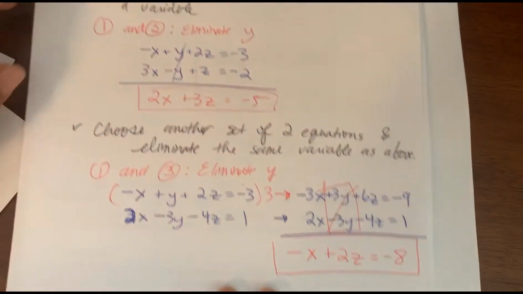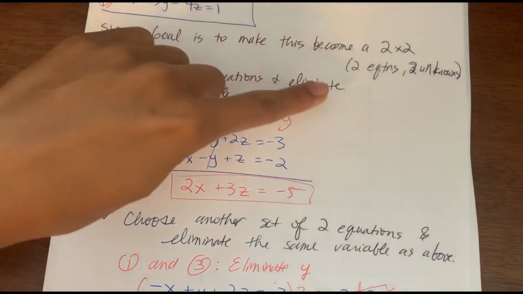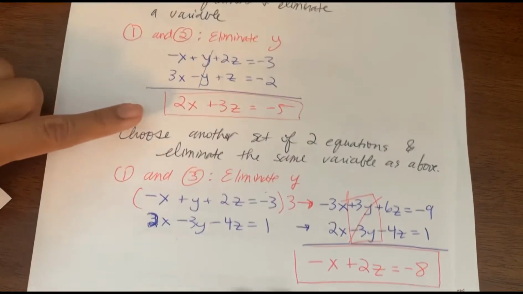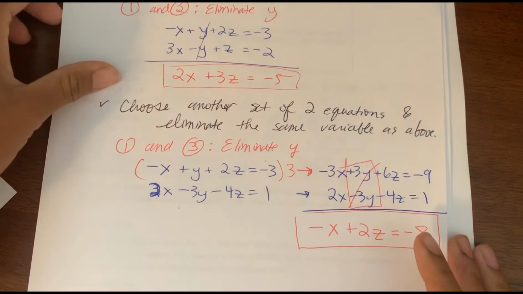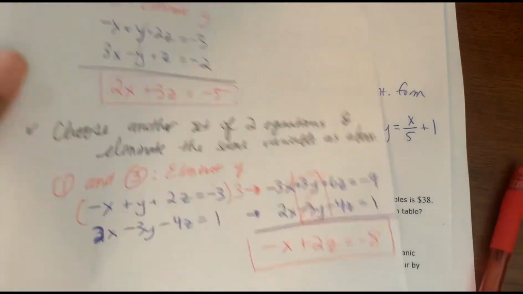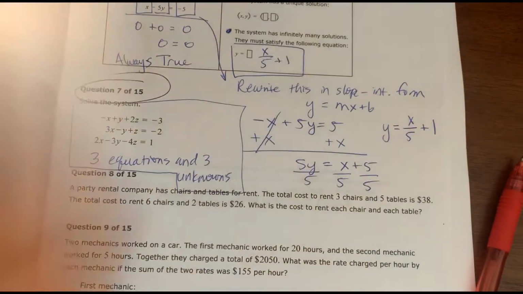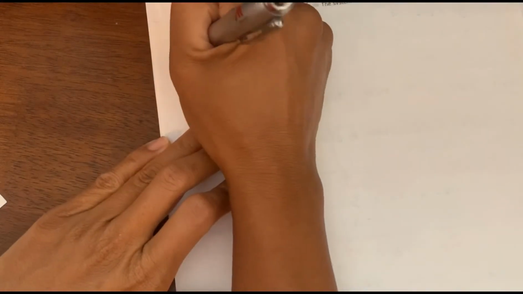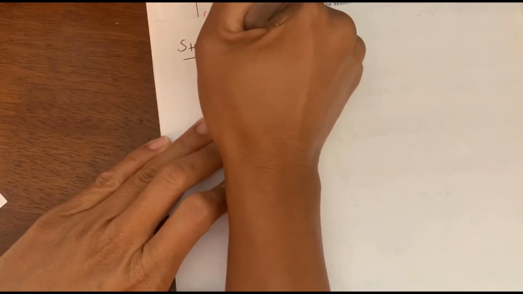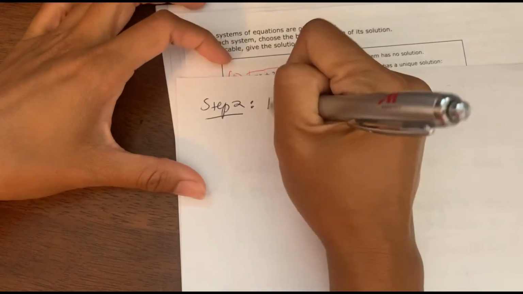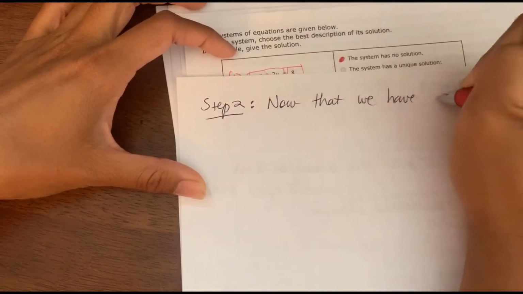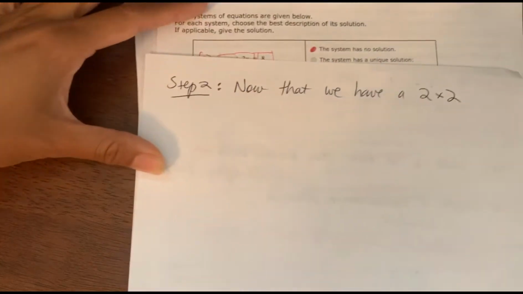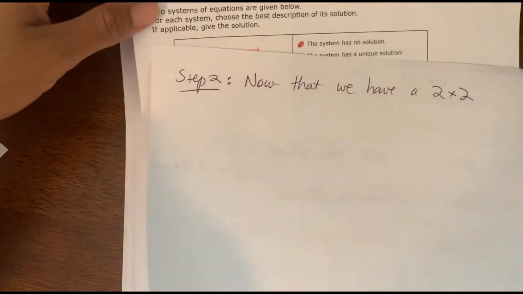So here you go. My goal for step 1 is to create a 2 by 2. Here's two equations with two unknowns. So now we're going to go to step 2. So now that we have a 2 by 2, well, that's exactly what we've been doing during this worksheet, early in this worksheet.